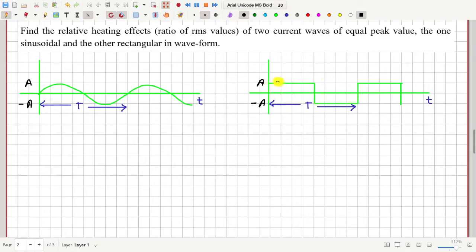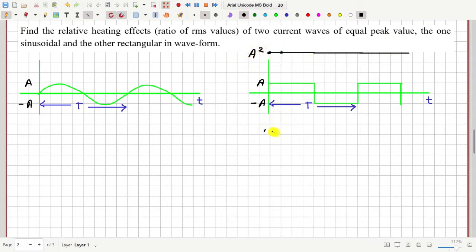So if this is A, then A square will be somewhere here. So this is A squared, and minus A squared will also be A squared. So this is the square of this function. Now, what will be the average of this function? Since this is constant, the average will be this value itself.